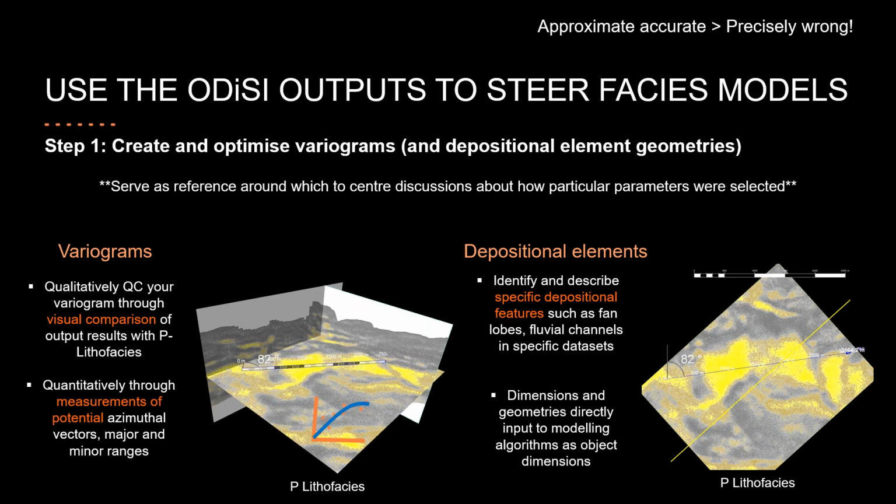So in specific cases, you also have potential to identify and describe specific depositional features like fan lobes and channels, which are used in object-based routines. And I've seen this. I've seen the geobody functionality of Petrel being used quite effectively for this.